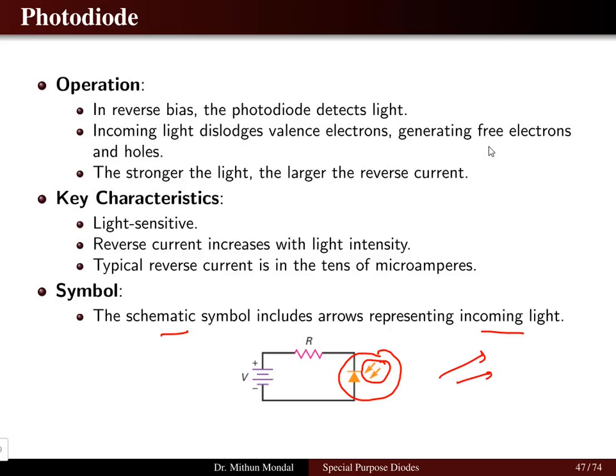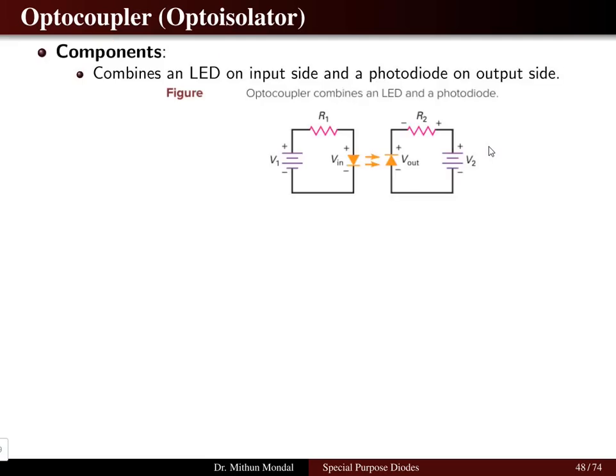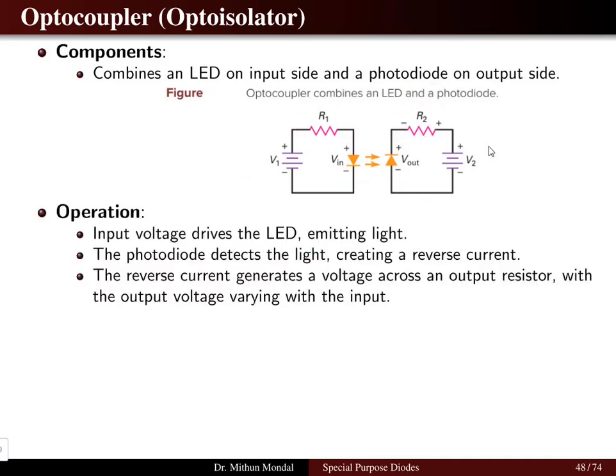Here light is inward. Another important special purpose diode is the optocoupler or the optoisolator. It is formed by the combination of an LED on the input side and a photodiode on the output side. You have the source V1 and a resistance in series R1. Similarly, on the output you have the voltage V2 and the resistance R2. The photodiode will have a reverse biased operation.